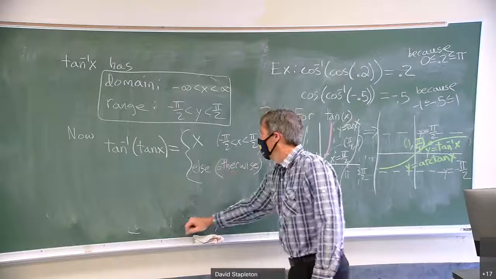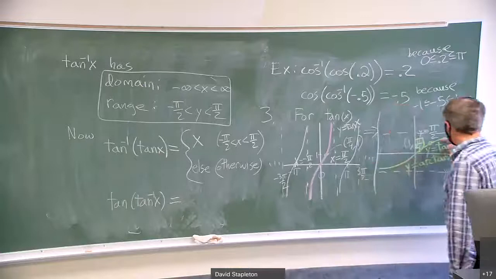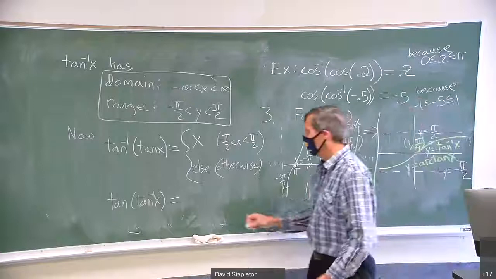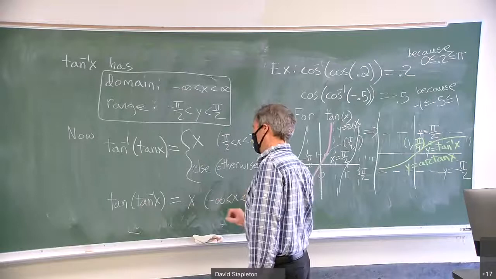And if we go the other way, this is the good one, tangent of the arctangent of x. You can put any number you want into the arctangent and flip it over, it lands here, part of this one, so it always inverts it. It's always equal to x, it's always defined. Let's just put minus infinity less than x less than infinity. So tangent always undoes arctangent.